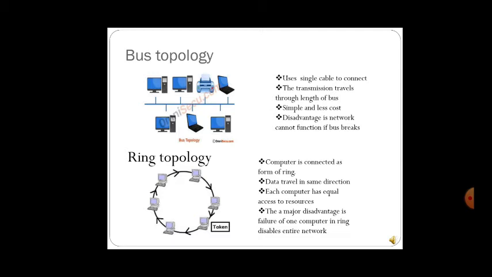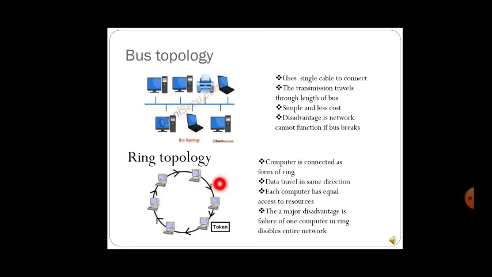Suppose there is a break near the laptop. Since all the systems are interconnected, if the bus breaks near the laptop here, then all the systems won't be able to work. So this is the major disadvantage of bus topology.